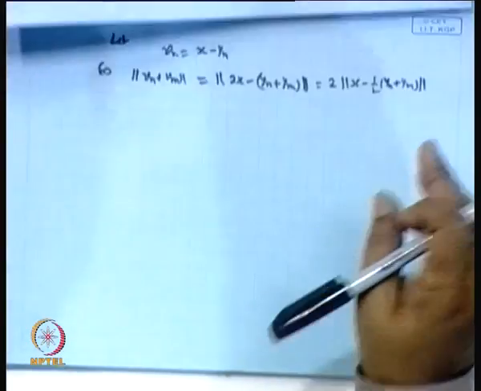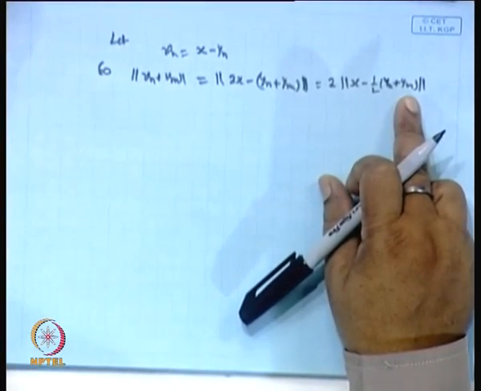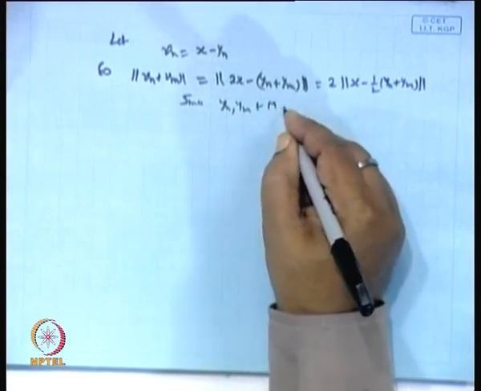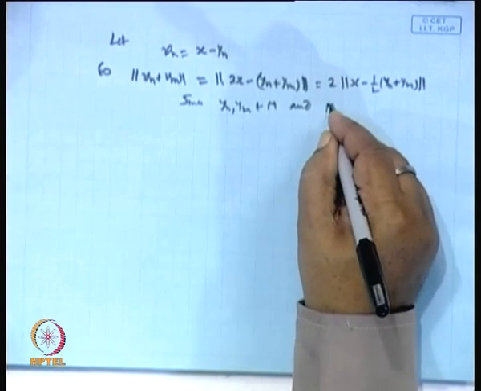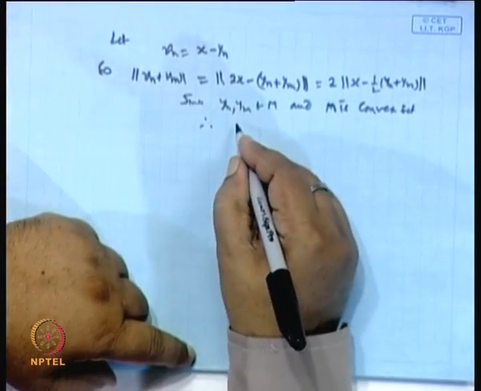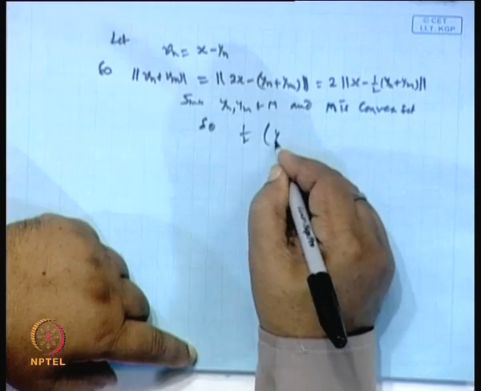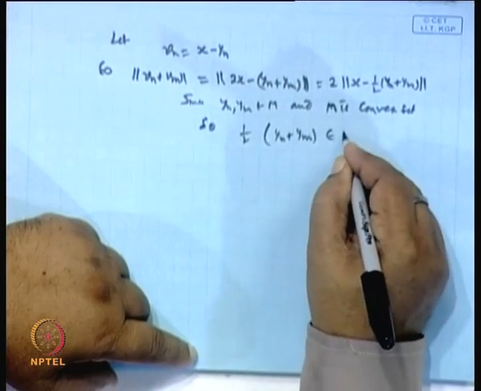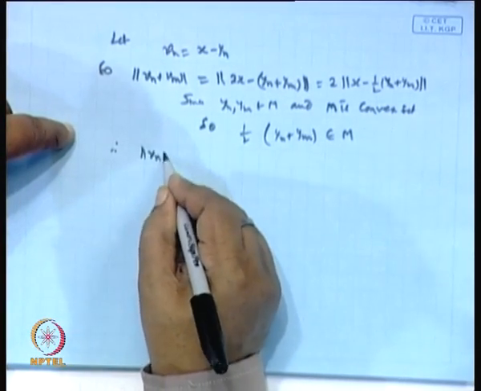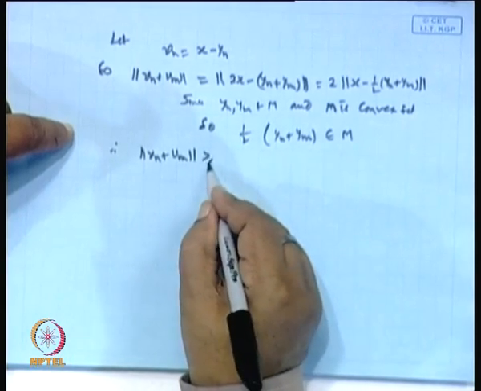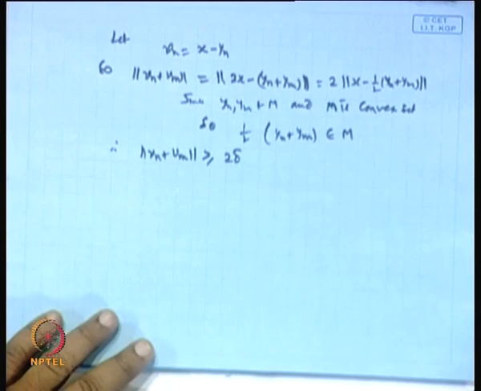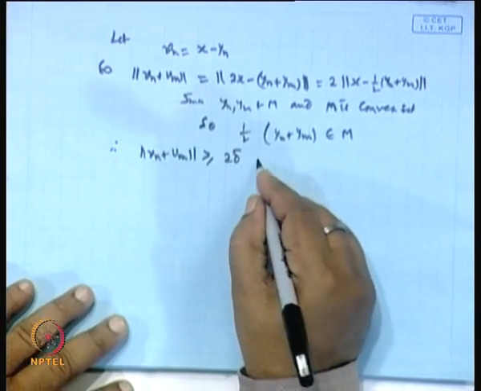Now, here yn and ym both are points in M, and M is a convex set. So, half of yn plus ym is also a point of M. Once it is a point in M, therefore, norm of Vn plus Vm will be greater than or equal to 2 delta. Agreed or not? Is it correct? Clear? Let it be 1.